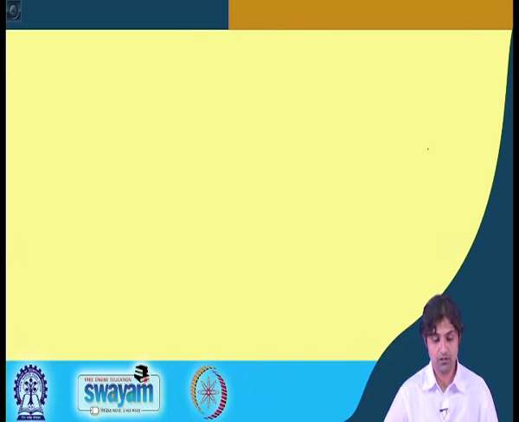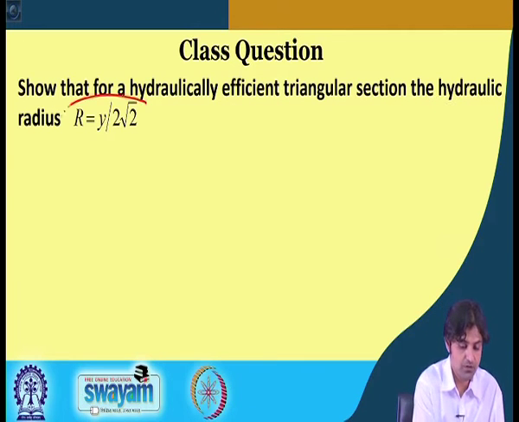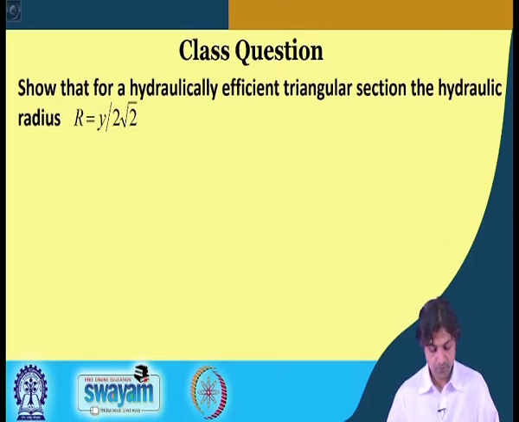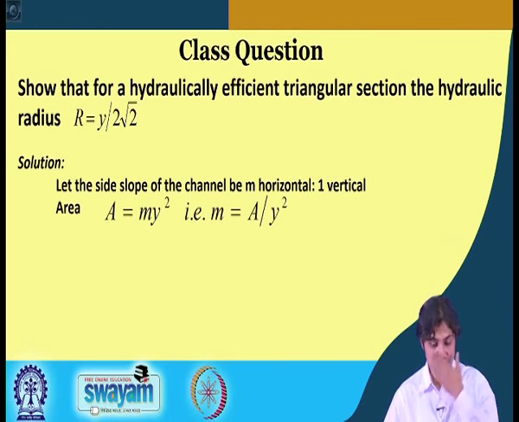So, this is one question. Another question: for the hydraulically efficient triangular section, we have to prove that the hydraulic radius is y by 2 times root 2. So, this is what we need to prove. The solution is, let the side slope of the channel be m horizontal to 1 vertical. So, area is going to be for a triangular channel.